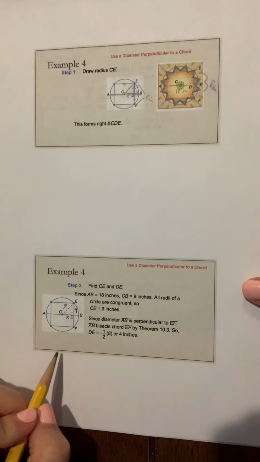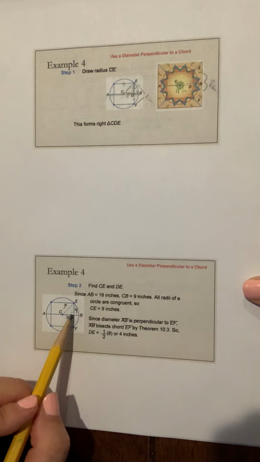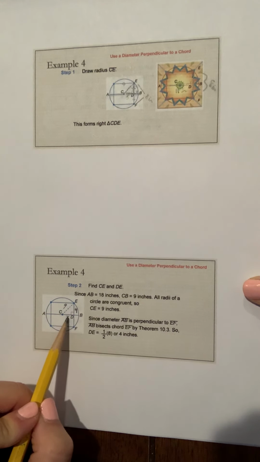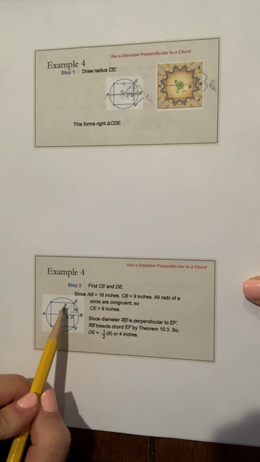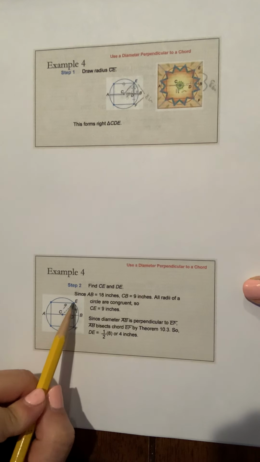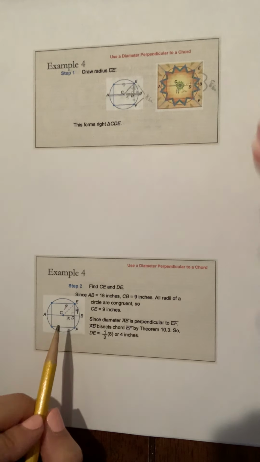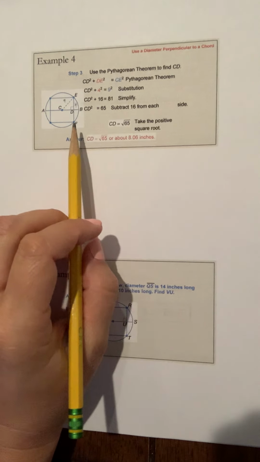So if you look down here now, I have my measurements. I'm solving for CD, and I know that CE is 9 and ED is 4. So hopefully you can see already what we're going to have to do to get X. We are going to have to use Pythagorean's theorem, okay, which is what I do right here.